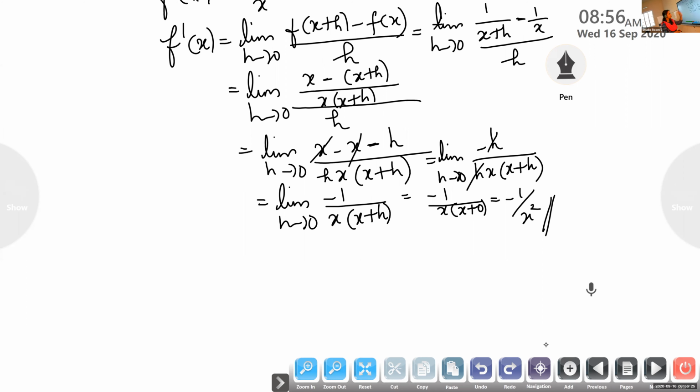Okay, so this final answer, you write down in the formulas and you have to learn it by heart. What is the derivative of 1 by x? It is minus 1 by x square.